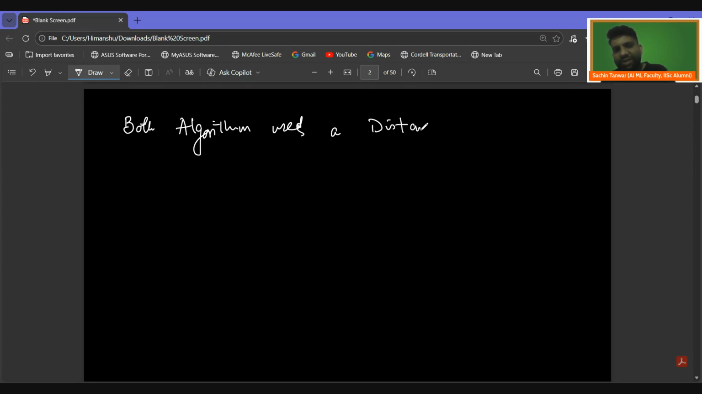Now, what is this distance metric I'm talking about? We can have a number of distances. Let's not get into that. One would be the Euclidean distance. We will not get into the detail, but I'm just giving some examples. As I mentioned, we can have the Euclidean distance, and then we can have L1 distance, which is Manhattan distance.